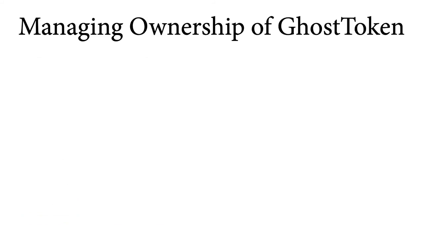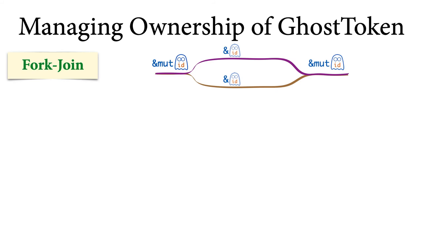Okay, so now you've seen how you can use a single ghost token to control access to all the nodes in a list. But that begs the question, how do you control access to the ghost token itself? And the answer is, you can do it however you want. Rust provides a variety of mechanisms for controlling ownership of objects. For example, you can use fork join parallelism to temporarily share ownership of the ghost token between multiple threads before getting back unique ownership at the end.